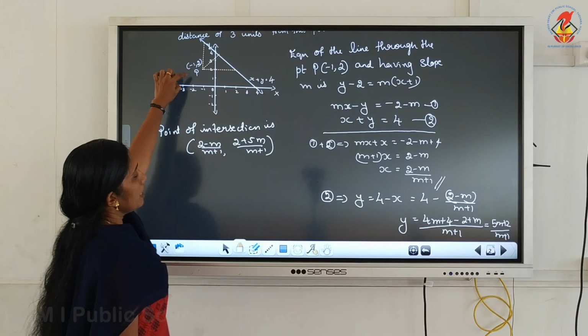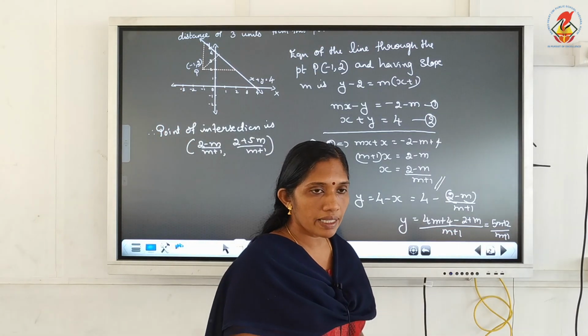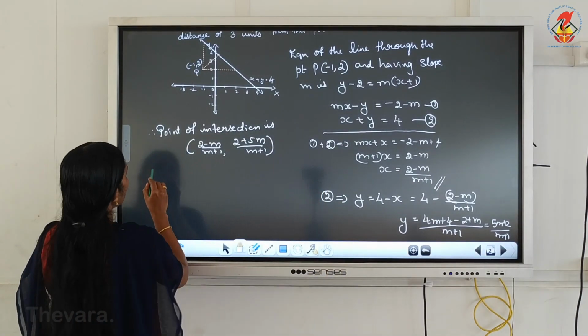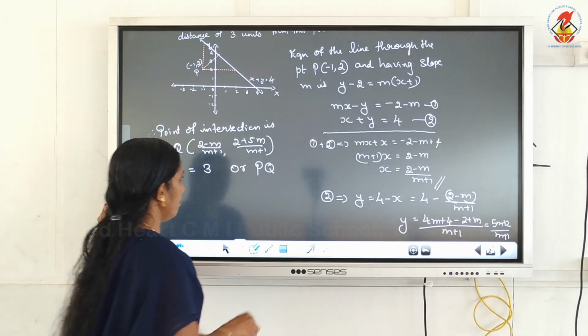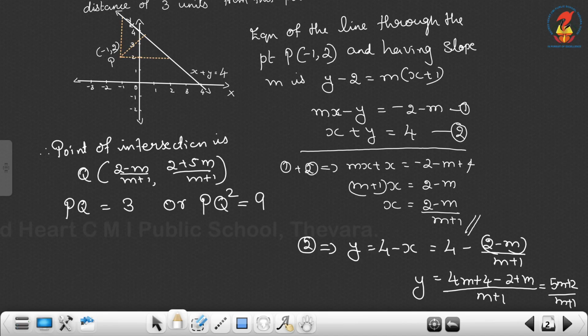And the distance between this point and P is given as 3 units. Let me call the point of intersection Q. We don't know where Q is, either here or there. Then what is given in the question? PQ is given as 3 units. If we take the root it is difficult since m is a variable and we have to find m. So, take the square: PQ squared is equal to 9. What is PQ squared? The distance between P and Q.